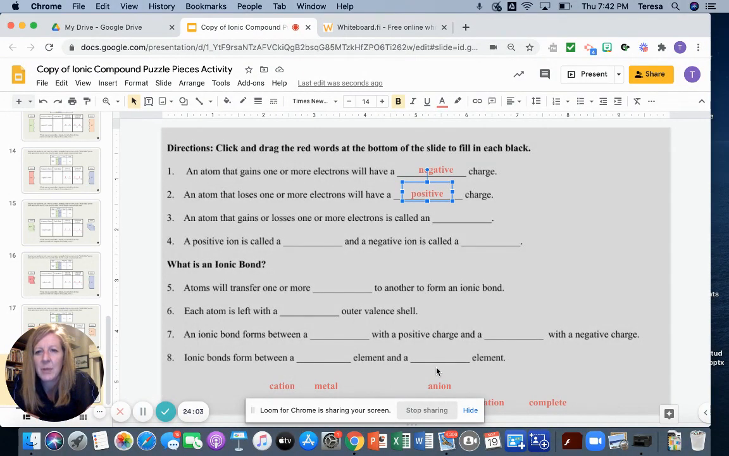All right, ladies and gentlemen, that's the quick tutorial on how to complete the ionic compound puzzle activity. I hope that helps. Let me know if you have any questions.